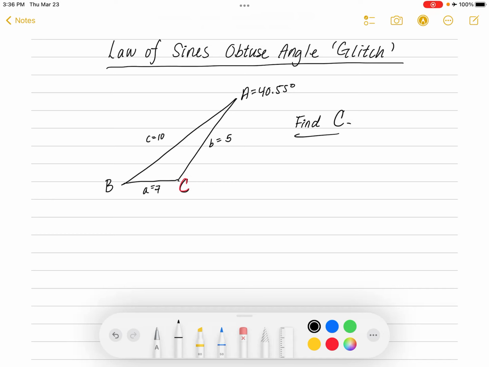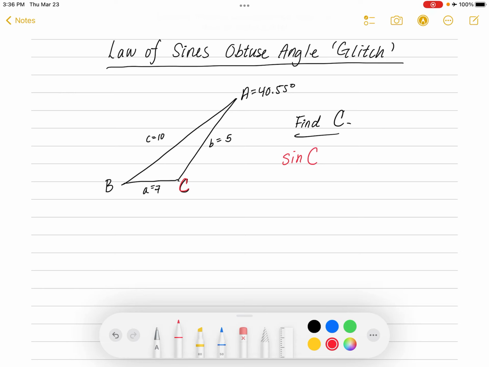So in this video, I want to look at the law of sines and the obtuse angle quote-unquote glitch for the law of sines. Let's say I'm going about my day, and I have this triangle here where capital A is given to be 40.55 degrees, little a is 7, little b is 5, little c is 10, and we were to use the law of sines to find big C.